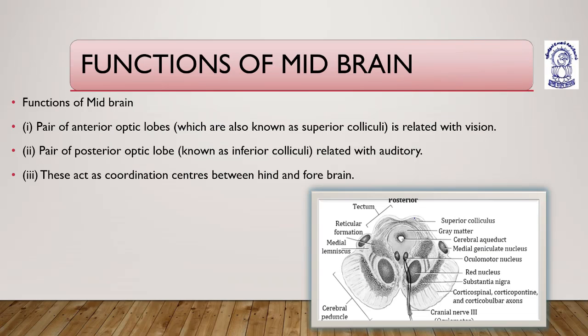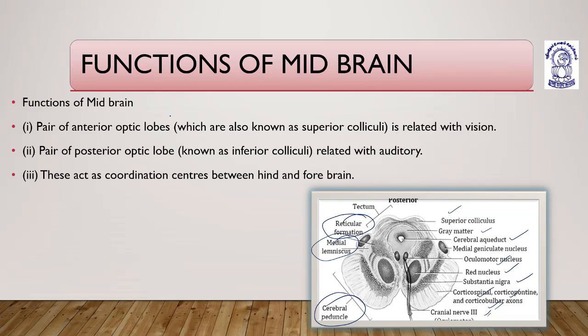Function of the midbrain. You can see the posterior region: the tectum, reticular formation, medial lemniscus. This is cerebral peduncle. Superior colliculi, cerebral aqueduct. This is gray matter, white matter is outside. Oculomotor nucleus, red nucleus, substantia nigra, corticospinal, corticopontine and corticobulbar axons, cranial nerve third, oculomotor. This is the oculomotor nucleus, point of origin of cranial nerve third, and trochlear nerve as well.